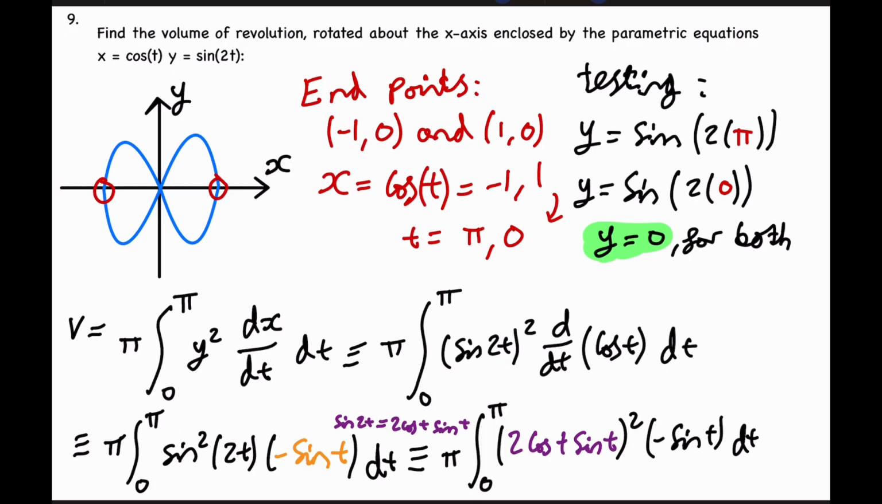And from this step onto this step, we'll use the double angle formula, which you can find using the compound angle formula, or which you will learn in A-level normal maths. So the sine 2t expands to 2 cos t sine t over here, and you can substitute that in and square the whole thing and keep the minus sine t multiplied by it. And remember to keep the pi as well.